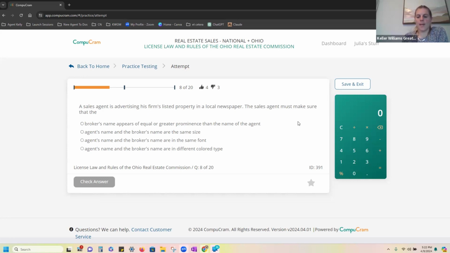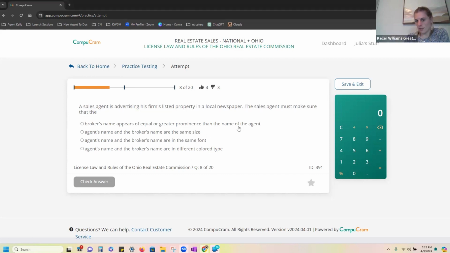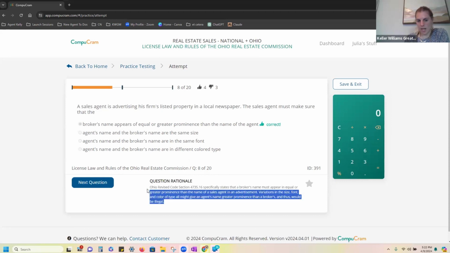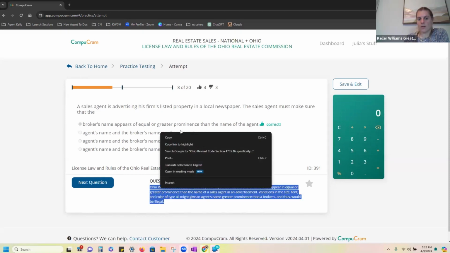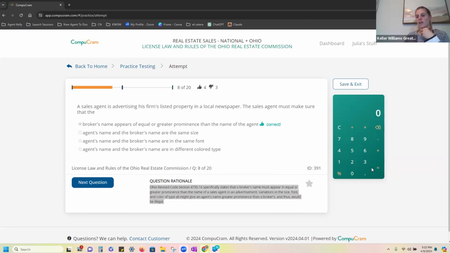So between A and B, which one do you think is the correct answer? My guess is A. Is it? And A is correct. Good job. So you need to make sure that the broker's name is of equal or greater prominence than the name of the agent. Good job.